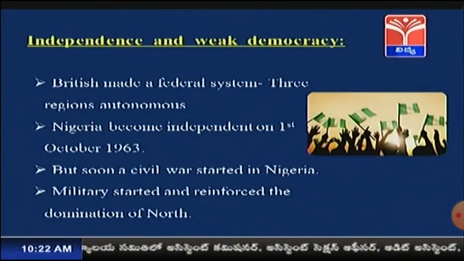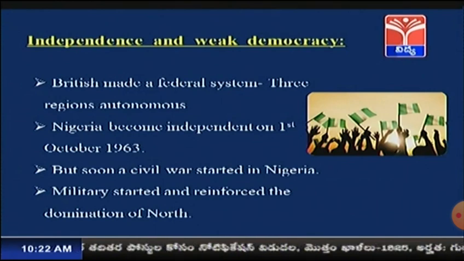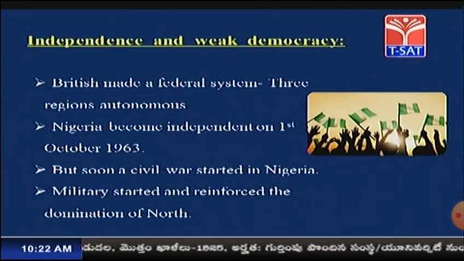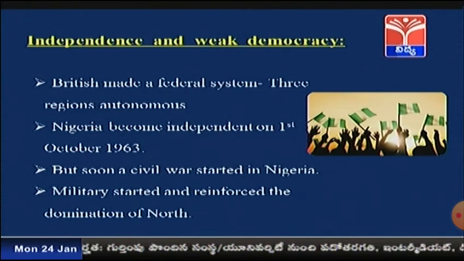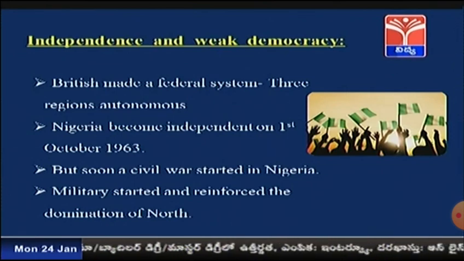So finally, when this national movement reached its peak stage, the Britishers could not stop the movement and finally decided to declare independence for Nigerians. The British made a federal system with the 3 regions autonomous. That means they made all the 3 regions free. Autonomous means freedom. So they gave freedom to these 3 regions and Nigeria became independent on 1st October 1963.